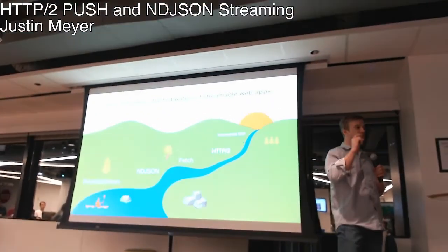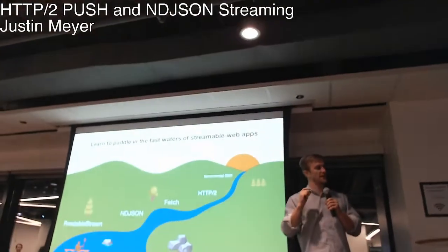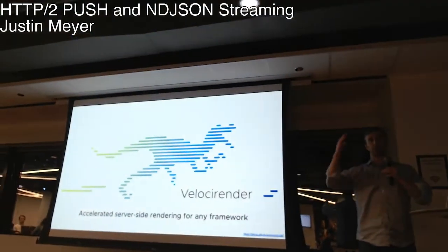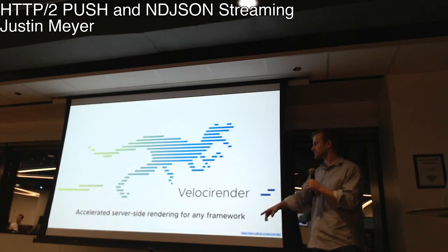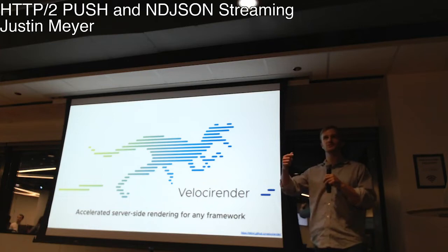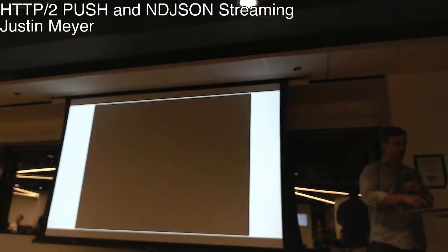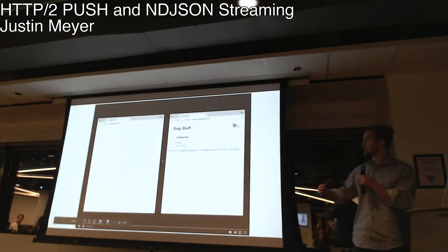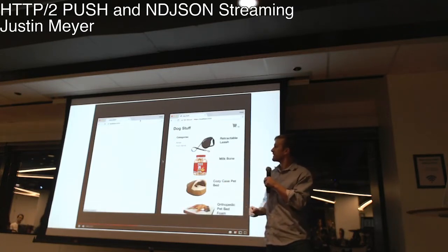I am going to give an excerpt from another presentation I gave called Learn to Paddle in the Fast Waters of Streamable Web Apps. The whole presentation, which I can link to, is about the development of VelociRender, which is a server-side rendering framework that someone introduced in a 10-minute talk a few months ago. What that server-side rendering framework does is kind of like an application accelerator. An app that uses it is on the right, an app that doesn't use it is on the left.